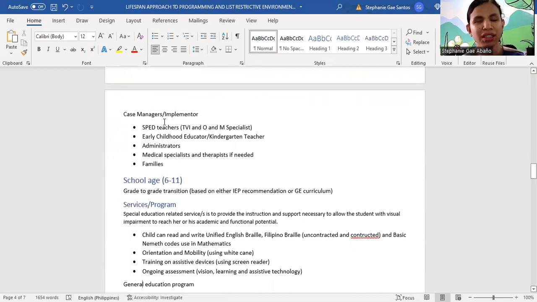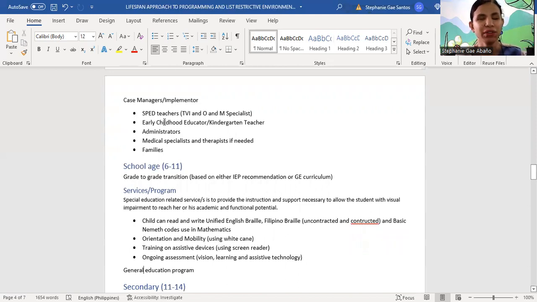And another thing, aside from the SPED program, is the general education program, if the IEP recommends it, based on the promotion of the general education curriculum.